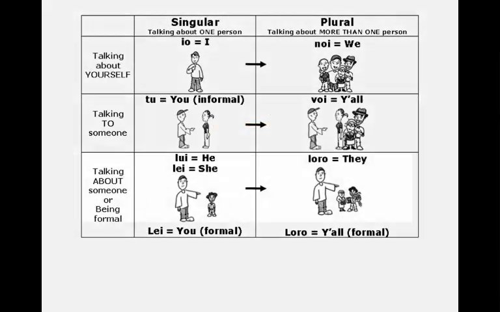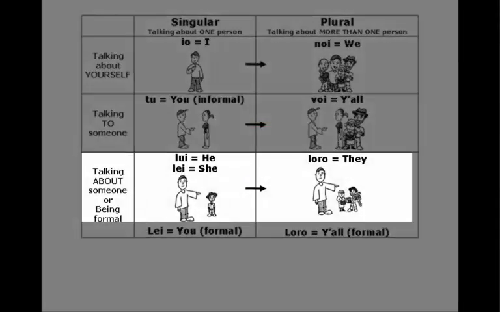Finally, you have the third row, which is when you're talking about someone. So this is not including yourself, and you're not talking to this person, you're specifically speaking about them. This is also used when you're being formal, but we're going to ignore that for now because it's not going to be used so much in this unit. So speaking about someone, if it's just one person, if it's a boy, it's a he, lui, or a girl, she, lei. But if it's more than one person, you're going to use the loro form.